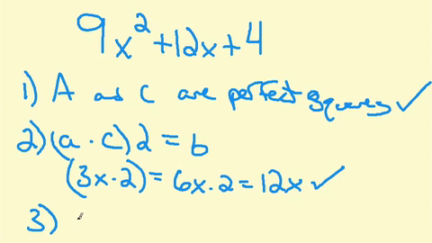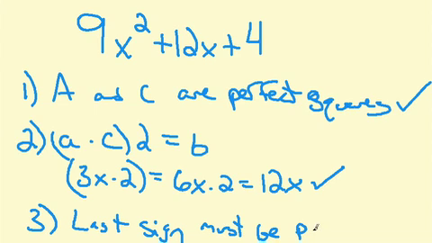One third little check is the last sign must be positive. Okay? If it's negative, you don't have a perfect square trinomial. It's just a little bit different though, but you should still be able to factor it. But for the forms I'm going to show you here, that last term has to be positive. Okay, so this matches the rules.